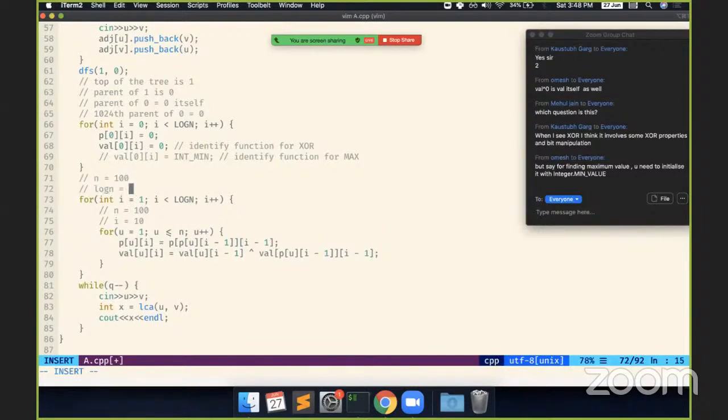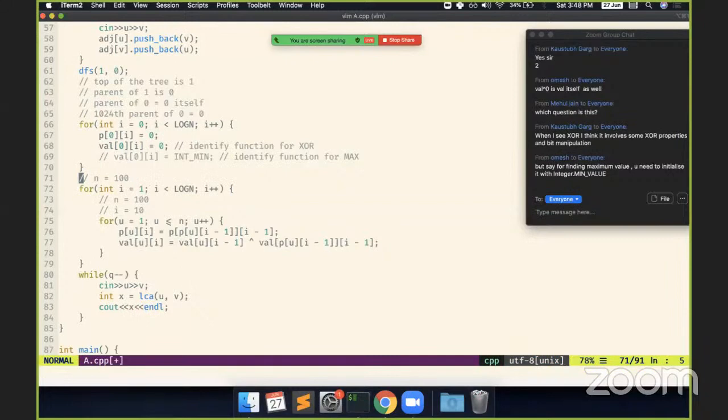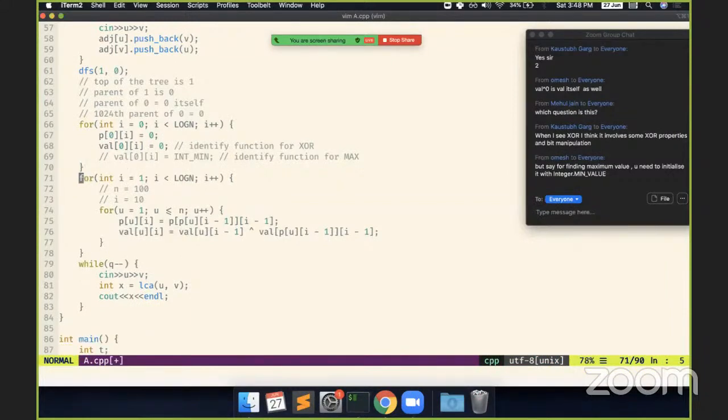So your small log n will actually be 6 or something. Basically, you'll calculate the highest power of 2 you can go to and only calculate values up to that point and not calculate unnecessary values. That's another implementation idea that you can use. That's the alternate implementation.